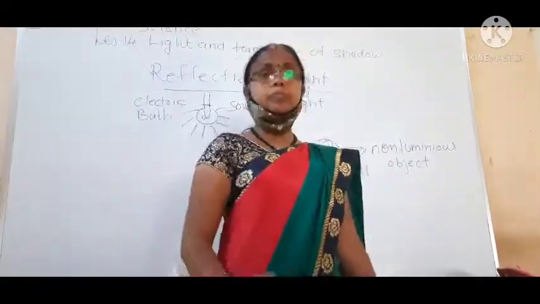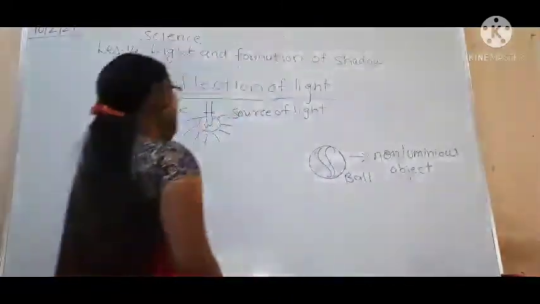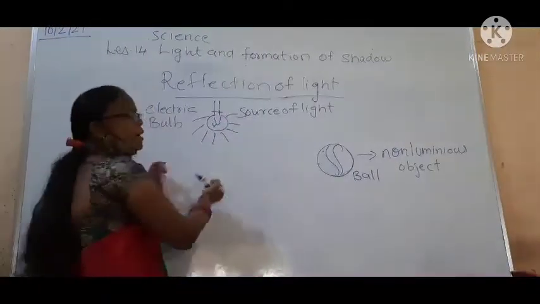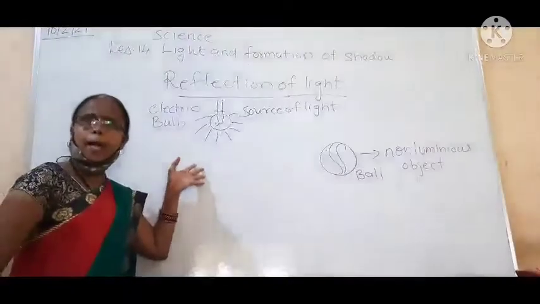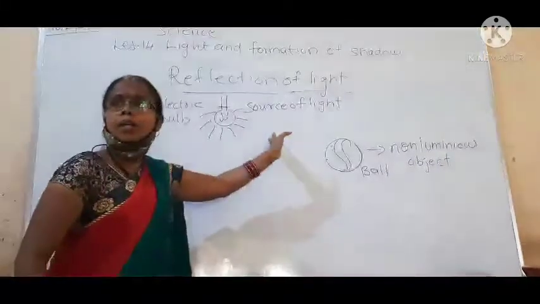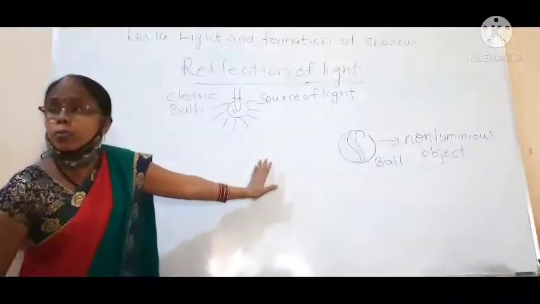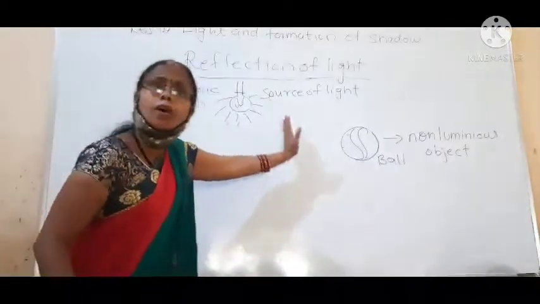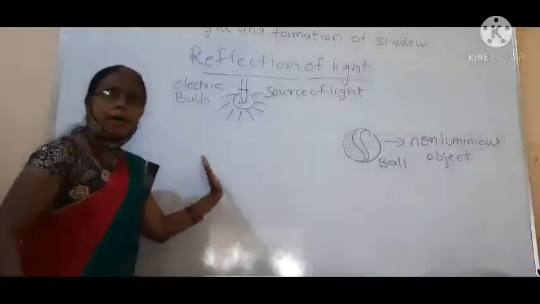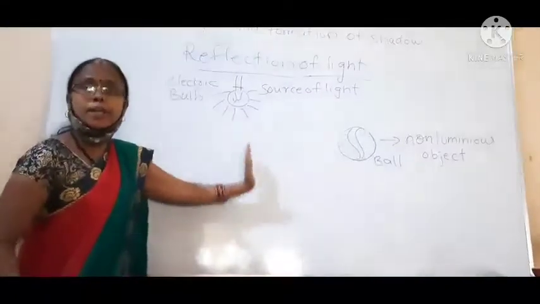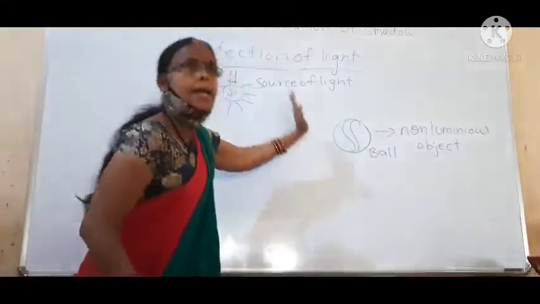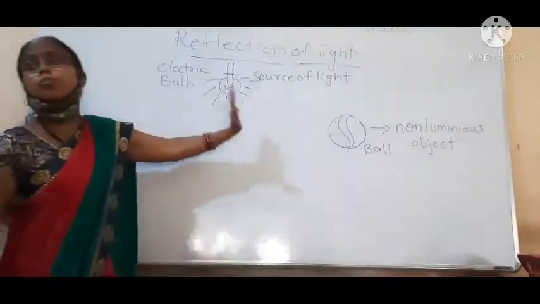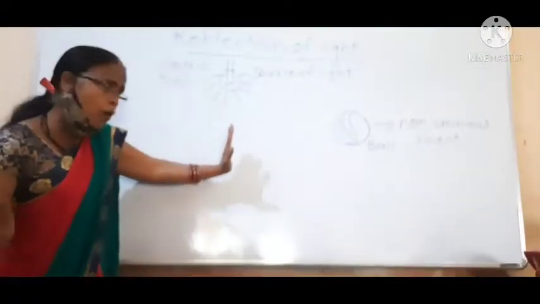Let's see this example. This is an electric bulb. It is a luminous object. Why is it a luminous object? Because it is itself a source of light. That is why it is called a luminous object.